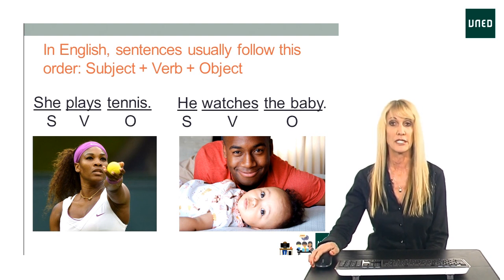He watches the baby. The verb is watches, so you can easily identify the subject. The subject in English usually comes to the left of the verb. So he watches. He is responsible for the action watch. And what does he watch? The baby. The baby is the object of the verb watch.